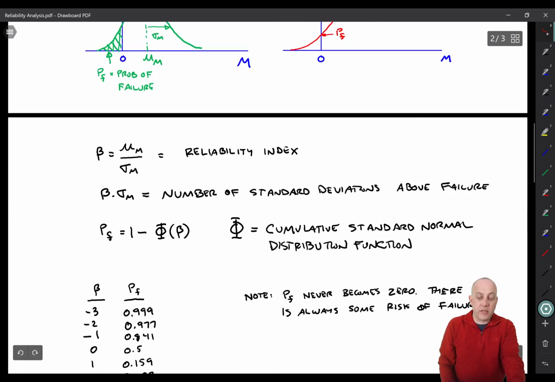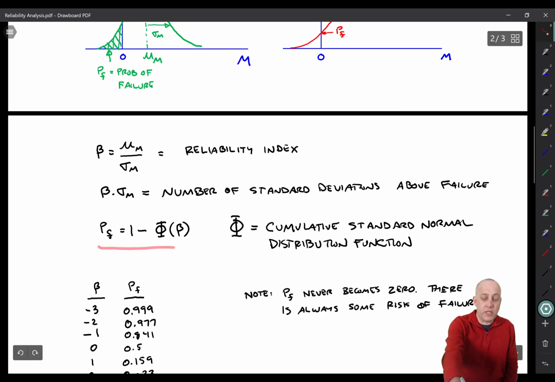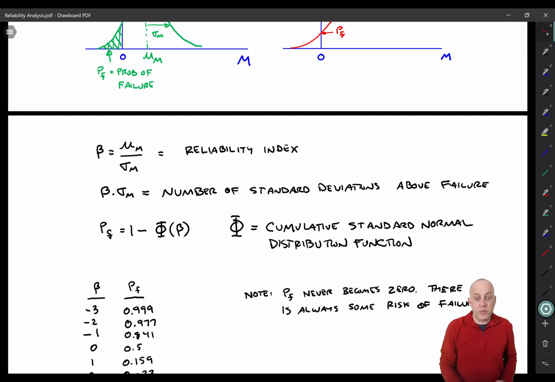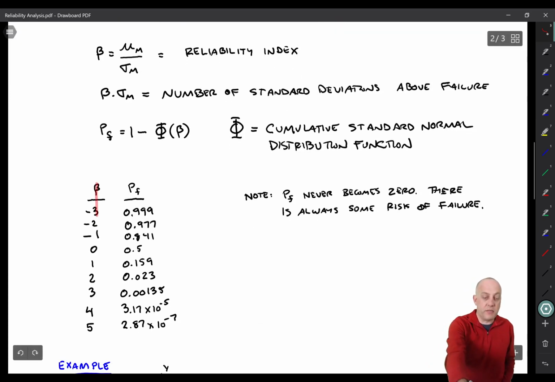Okay, so then to compute the probability of failure, it's really easy. You just do 1 minus the cumulative standard normal distribution function of beta. So this phi function is available in almost every calculation tool that you'll find. You can do it in Excel if you want to. You can do this in MATLAB, Python, whatever you want. You'll find this function in a lot of different places. And then you can also make tables. So here's a column of beta values, and here's a column of the corresponding probability of failure.